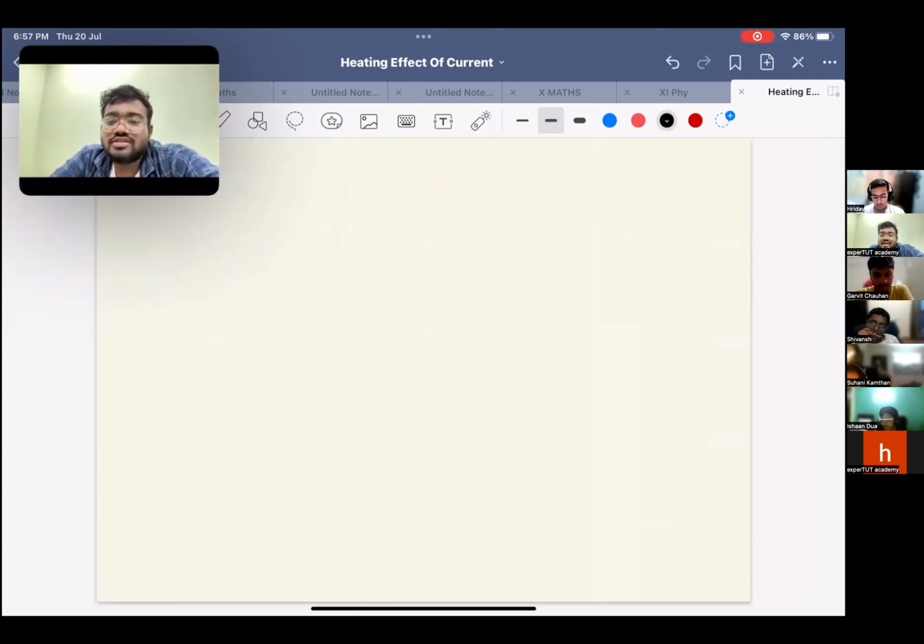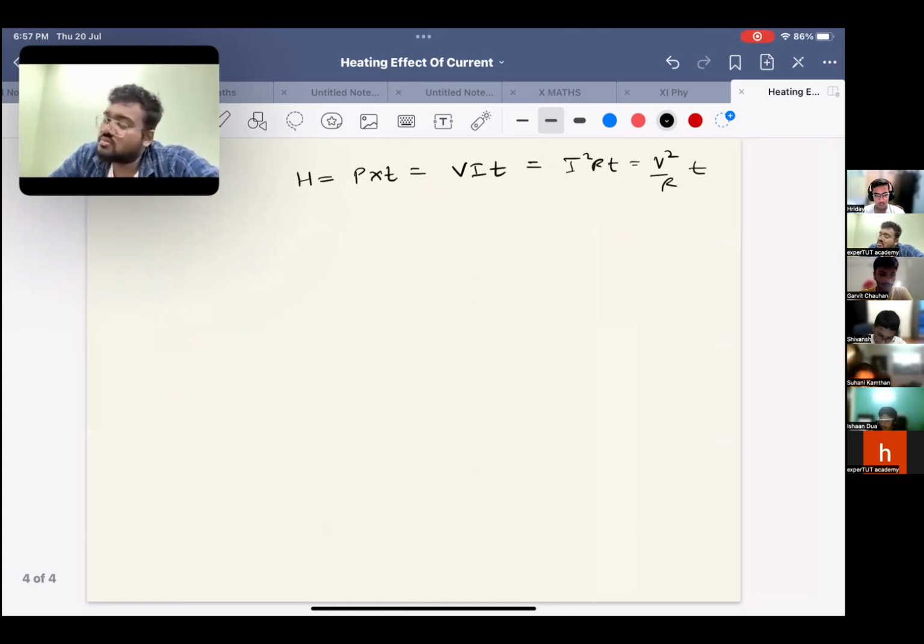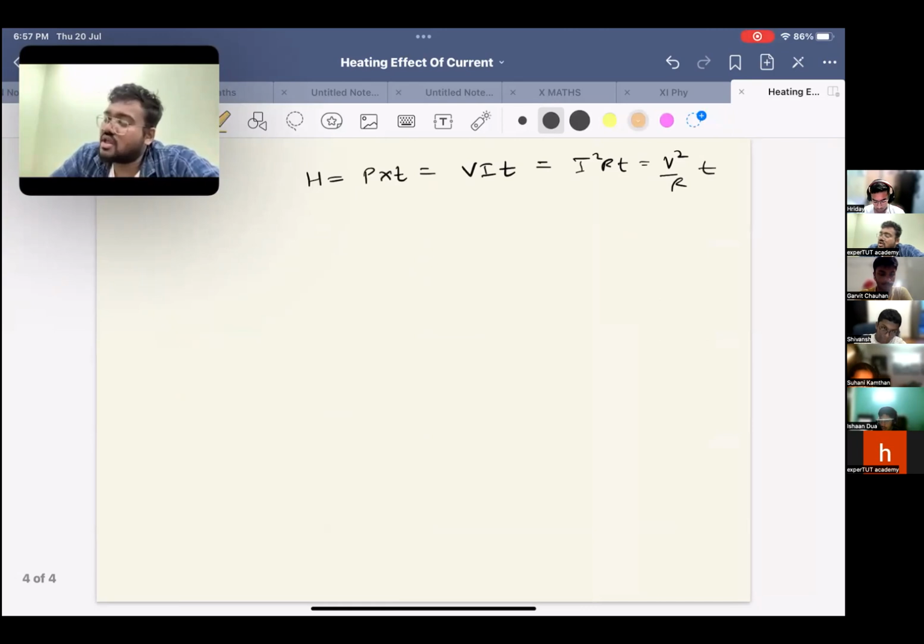You should understand that when we write power into time, it is heat. So what is the formula of heat? The formula of heat is power into time, and what was power? VIT. So heat is also VIT. It is also I square RT. It is also V square by R into time. Okay? These are all the formulas of heat, write them down. It is simple, if you remember the formulas of power, you also remember the formulas of heat, just multiply by time. Okay? Cool everyone.